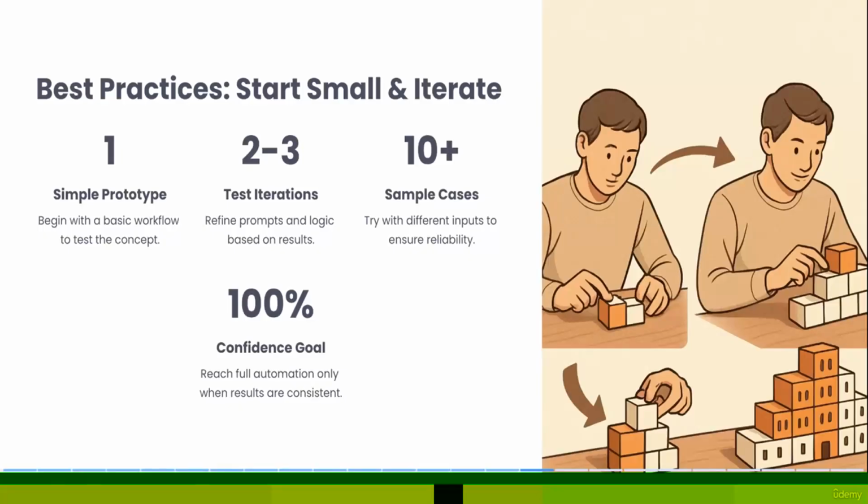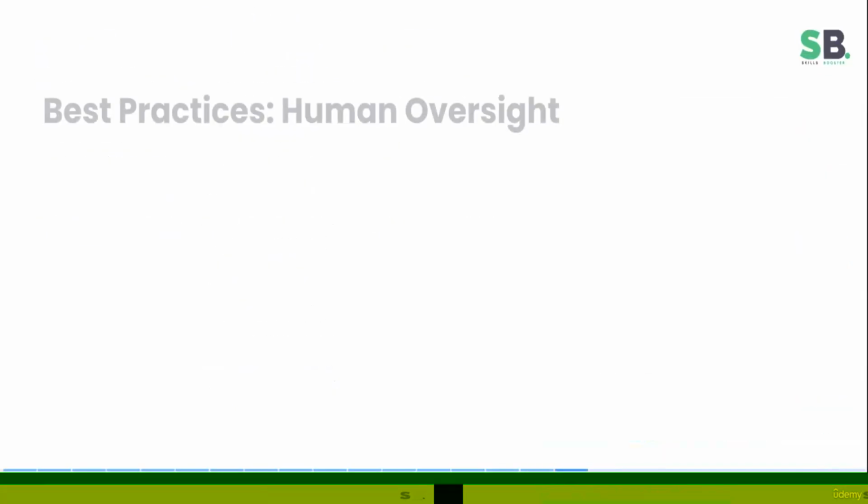Refine prompts and logic based on results. Have 10 plus sample cases. Try with different inputs to ensure reliability. And 100% confidence goal: reach full automation only when results are consistent.